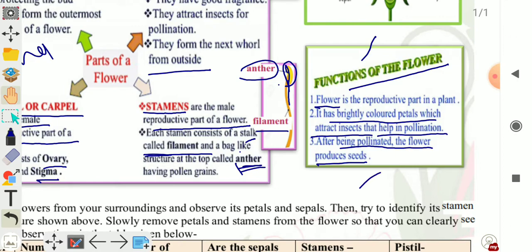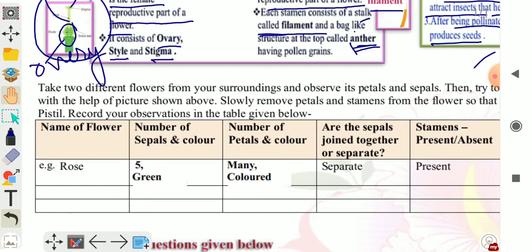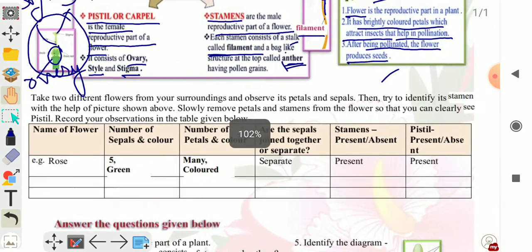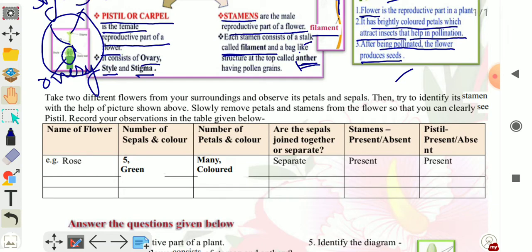Now take two. This is a small activity for you. Take two different flowers from your surroundings and observe its petals, sepals. Then try to identify its stamen with the help of picture shown above. Slowly remove the petals and stamens from the flower so that you can clearly see the pistil. Record your observation in the table given below.